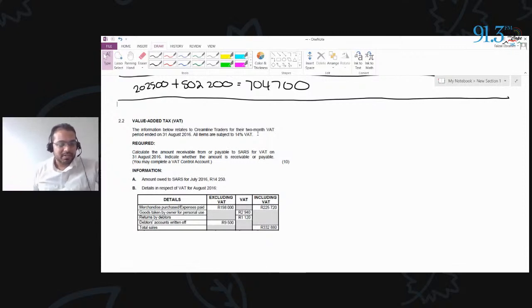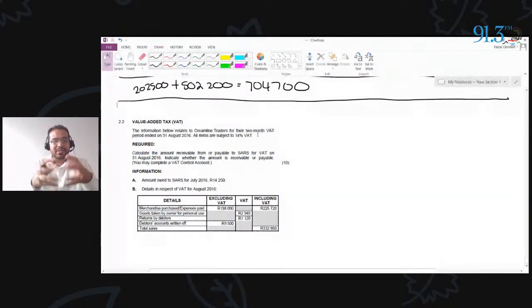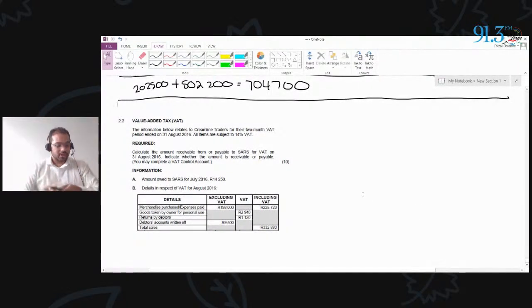Okay, the next part says the following. Calculate the amount receivable from or payable to SARS for VAT on the 31st of August 2016. Indicate whether this amount is receivable or payable. So people, you need to answer the question. You need to indicate at the end, is this amount receivable or is this amount payable to SARS? So you need to do the calculation, then based on your calculation, you need to determine, is it receivable or is it payable to SARS.